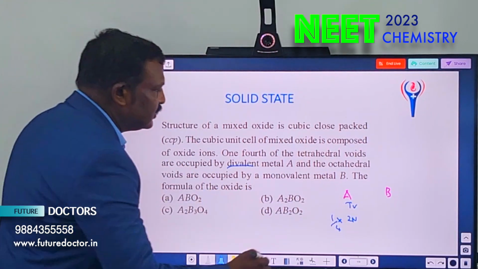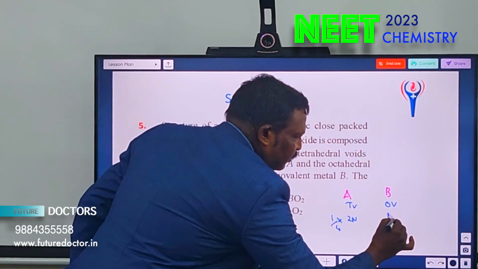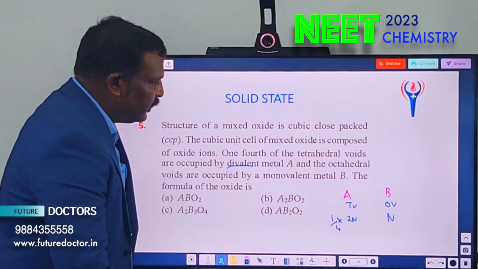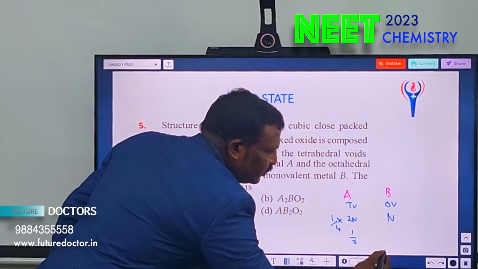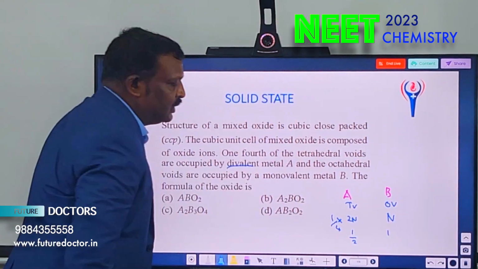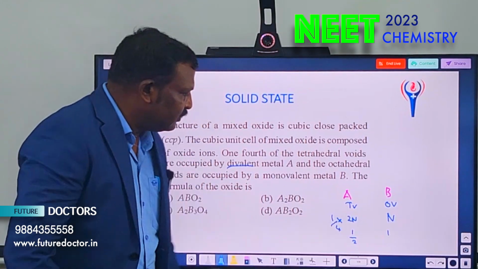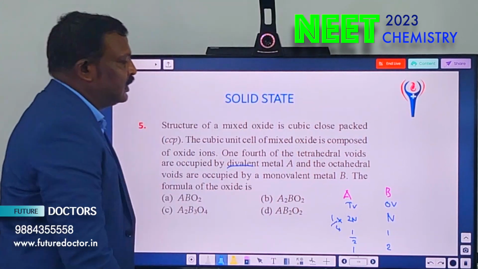So this is called octahedral voids. Simply write O for octahedral. Octahedral means only n. Okay, that's all. Then you cancel this one. We get 1/2, n gets cancelled. Here we have only one. So you cross multiply. If you cross multiply, we will be getting A will be 1, B will be 2. Understood? Right. Are you following?